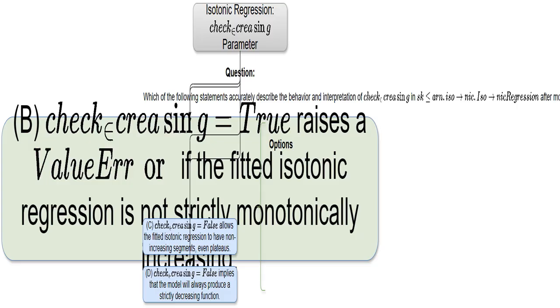This is incorrect. A true isotonic regression only needs to be non-decreasing. Plateaus, flat parts, are allowed. If I set `check_increasing` to `true`, and the model finds itself unable to make the regression strictly increasing, like if it hits a plateau, it raises a value error, stopping the process. This is correct. I'm finding it correct.